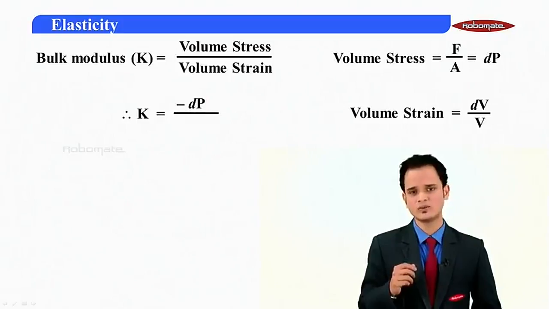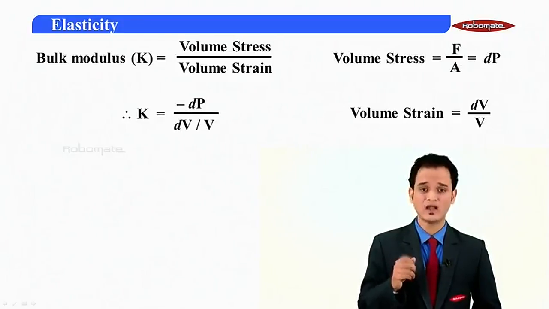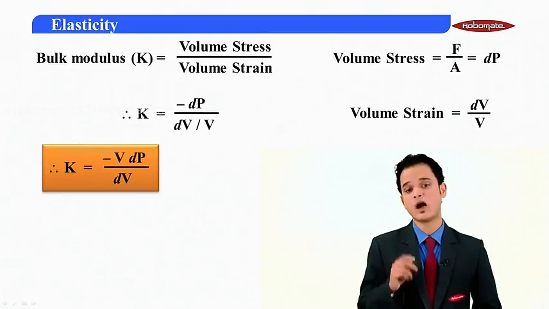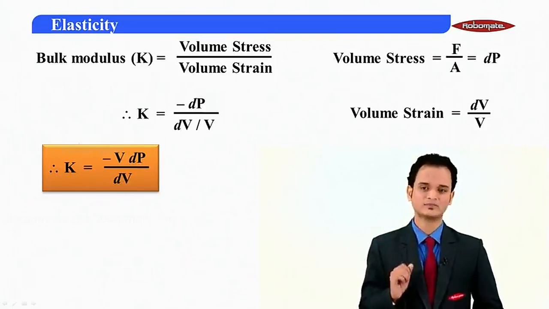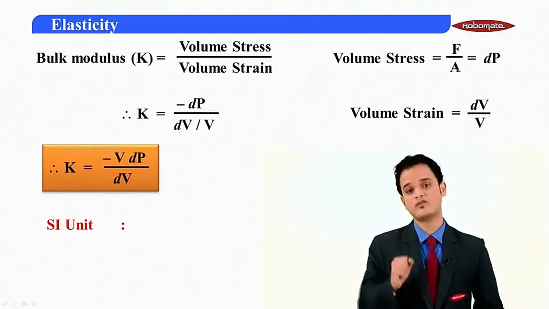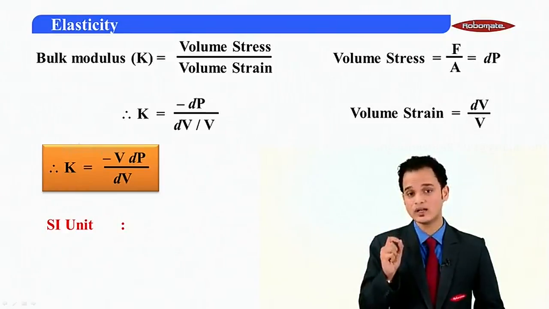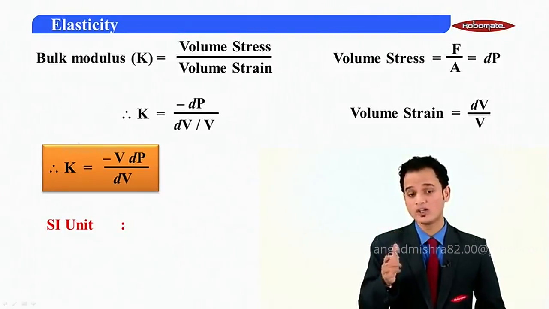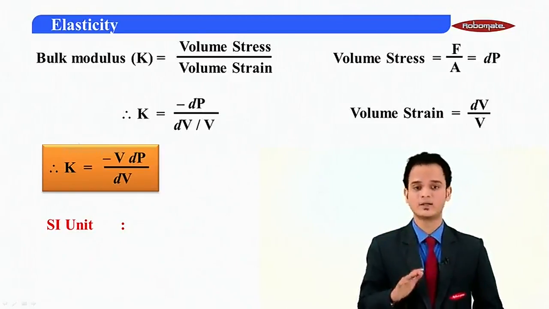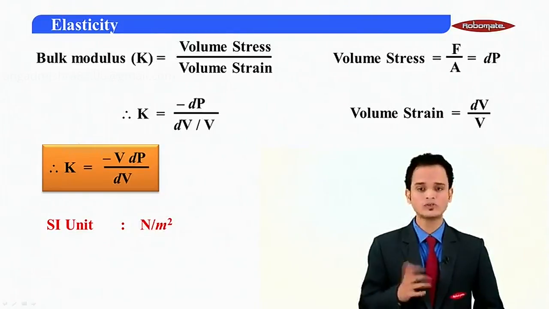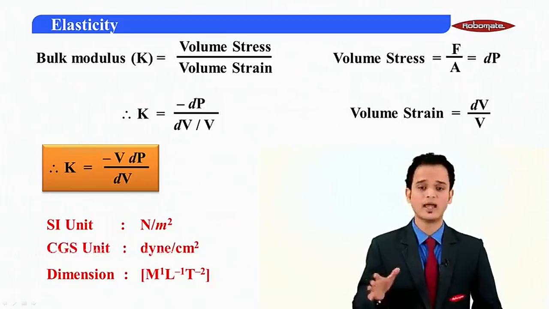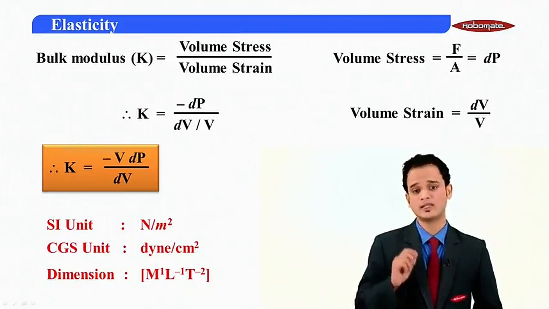Now students, if we are just substituting the values, what do we get? We get K is equals to dP upon dV upon V, that is nothing but K is equals to minus V dP upon dV. Minus sign. Students, the minus sign is denoting the reduction in volume. This is denoted by a minus sign because the final volume is going to be lesser as compared to the original volume. Also students, the SI unit is Newton per meter square, CGS unit is dyne per centimeter square, and dimensions are M1, L minus 1, T minus 2.